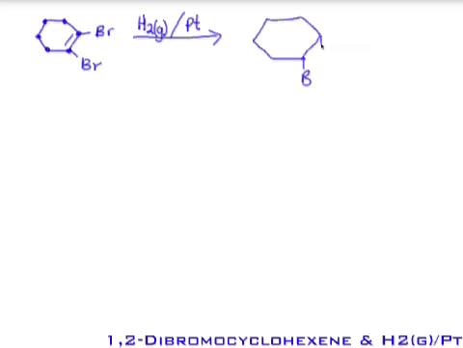I get a cis-addition product. So I get cis-1,2-dibromocyclohexane. The hydrogen adds via Syn-Addition. So I get cis-only product. A cis-alkene is made.